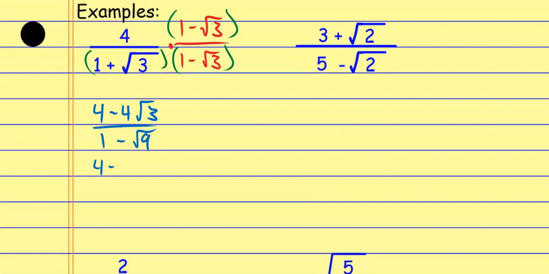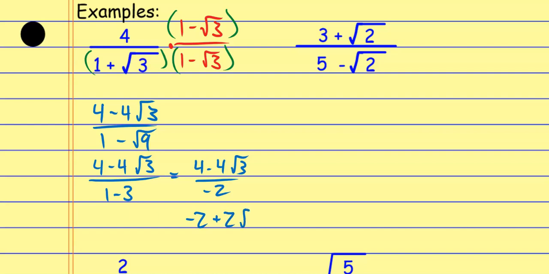And now I can say, hey, that's 4 minus 4 root 3 over 1 minus 3, which is going to be a negative 2. But now continue to simplify. I can use my distributive property here. That's a negative 2 plus 2 root 3. That's it. Okay.